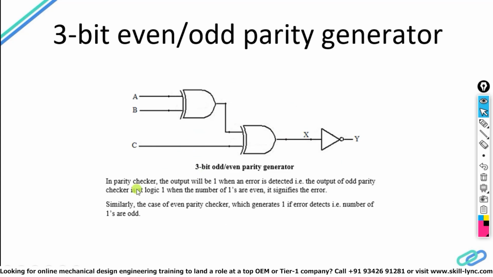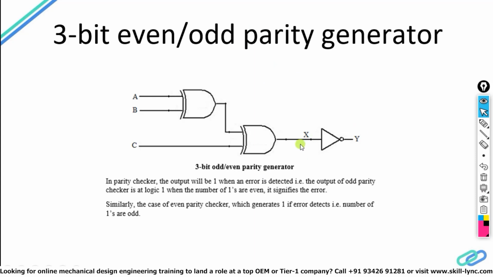In the parity checker, the output will be 1 when an error is detected, and the output of the odd parity checker is 1 when the number of ones is even. It signifies the error, meaning it will give you an error when the count is opposite. In odd parity, the number of ones should be odd. In even parity, the number of ones should be even. So this is all about the 3-bit even odd parity generator.